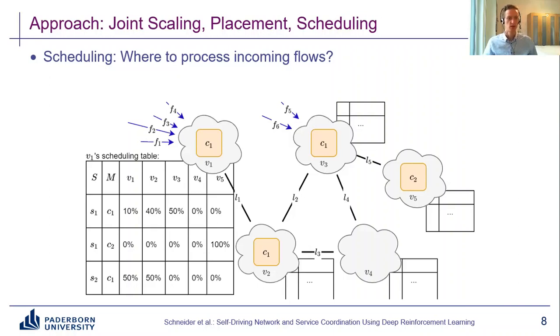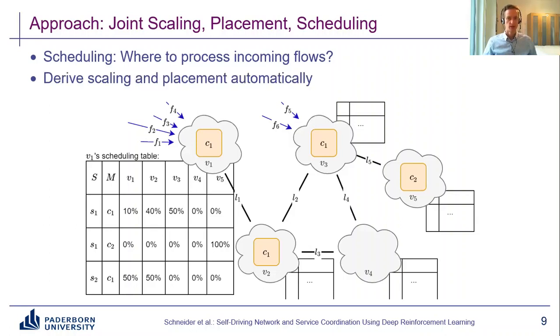And the challenge is now to optimize these probabilities, or how the flows are balanced between the nodes, so these scheduling tables, in a way that avoids overloading the compute resources at the different nodes, that avoids sending flows to nodes without the requested components, without the instances, and at the same time also keeps the end-to-end delay short.